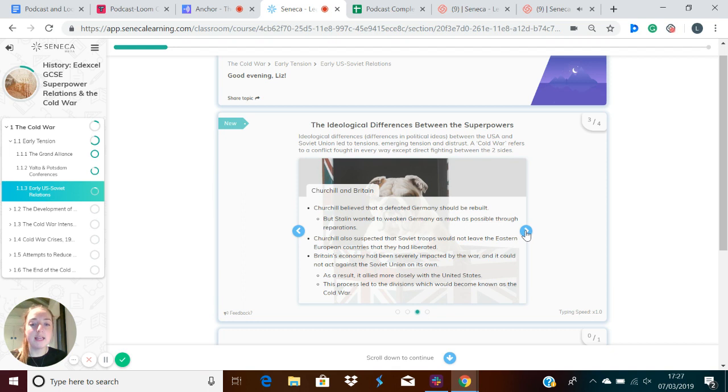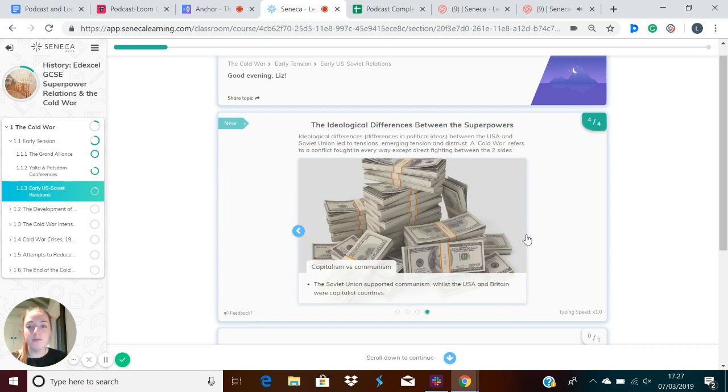Britain's economy had been severely impacted by the war, and it could not act against the Soviet Union on its own. As a result of this, it allied more closely with the United States. And as we already know, there was already some tension between Stalin and Truman of the US. So this process led to the divisions which would become known as the Cold War.